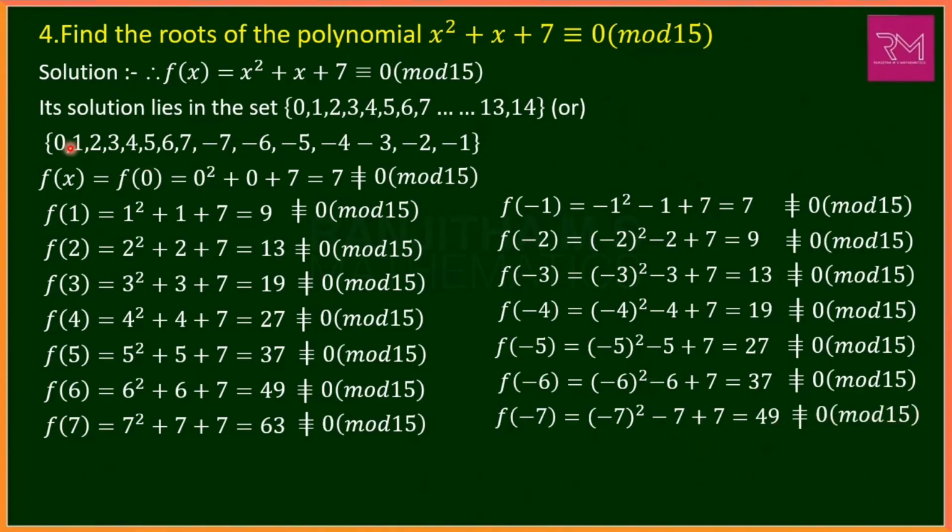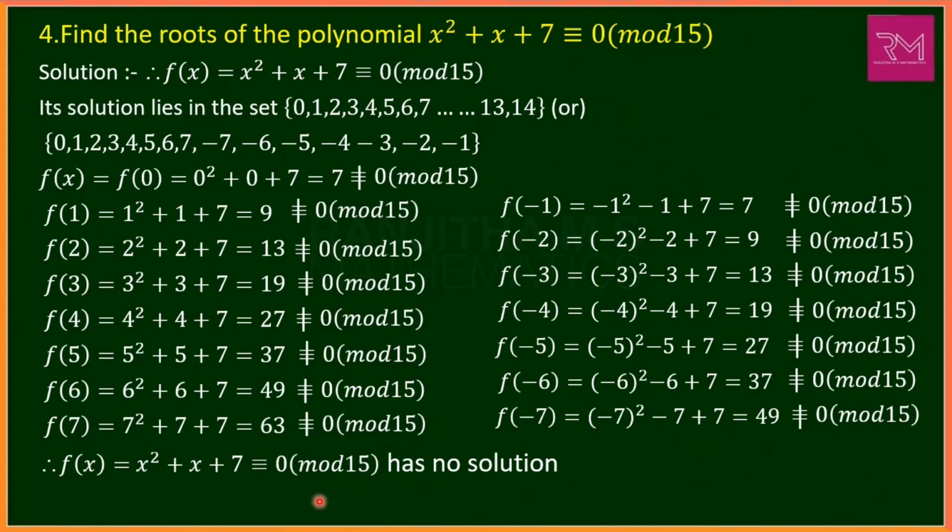So we substituted x values as 0, 1, 2, 3, 4, 5, 6, 7, minus 7, minus 6, minus 5, minus 4, minus 3, minus 2 and minus 1. We didn't get a root for the solution. Therefore, we can conclude that f of x, which is equal to x squared plus x plus 7, congruent to 0 mod 15, has no solution. This is because for all the values of x we substituted, no congruency is satisfied. So we can conclude that the given polynomial has no solution.